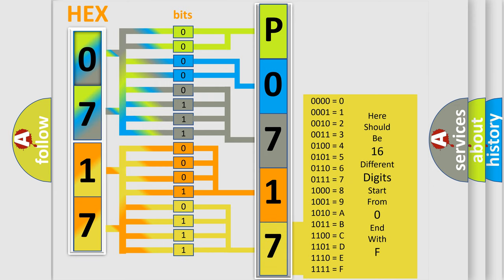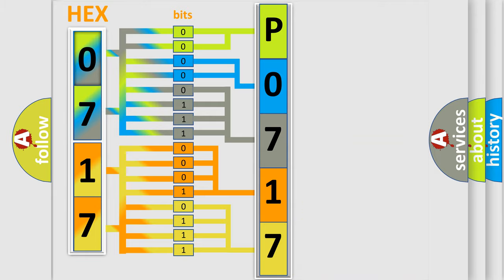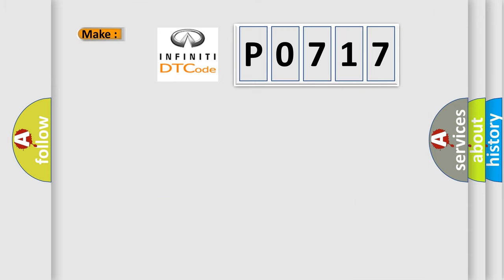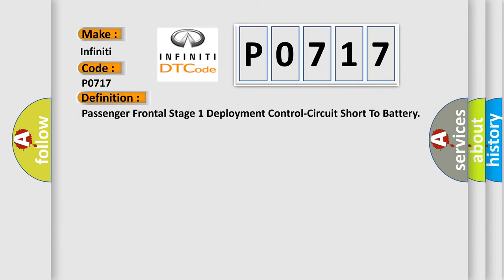We now know in what way the diagnostic tool translates the received information into a more comprehensible format. The number itself does not make sense to us if we cannot assign information to what it actually expresses. So, what does the Diagnostic Trouble Code P0717 interpret specifically for Infiniti car manufacturers? The basic definition is: passenger frontal stage 1 deployment control circuit short to battery.